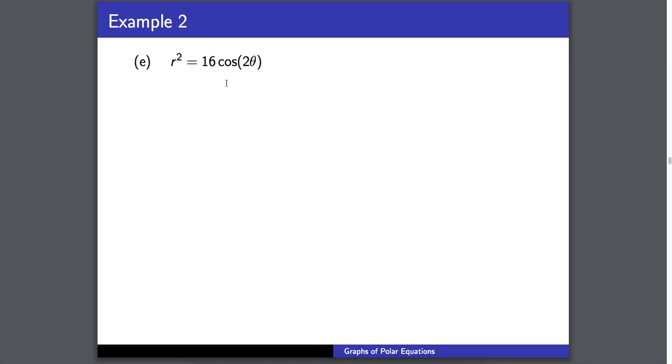All right, finally, part E, we have r squared equals 16 times the cosine of 2 theta. Unfortunately, as of this filming, Desmos does not allow you to type this in directly. So you actually have to solve for r. Take the square root of both sides, and you get plus or minus 4 times the square root of the cosine of 2 theta. The good news is 4 square root cosine 2 theta and negative 4 square root cosine 2 theta should produce the exact same curve.